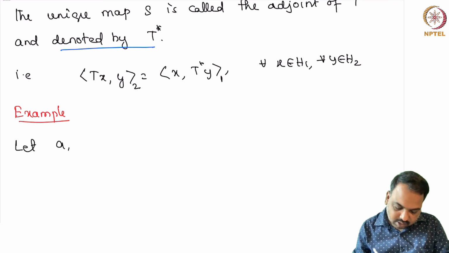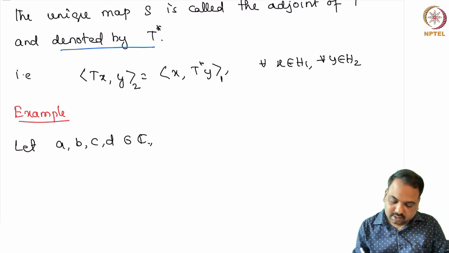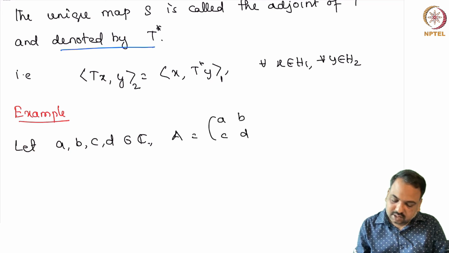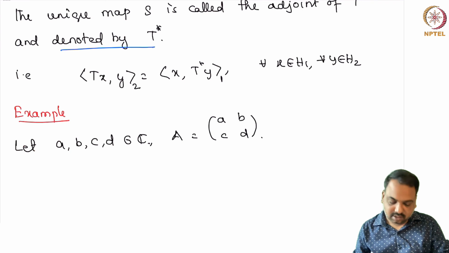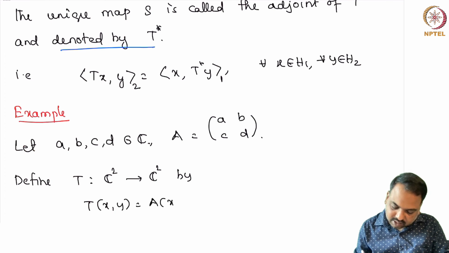Let us start with a, b, c, d, which are complex numbers. Look at A equal to [a b; c d], this 2 by 2 matrix. Define an operator T from C2 to C2 by T of (x, y) as A of (x, y).